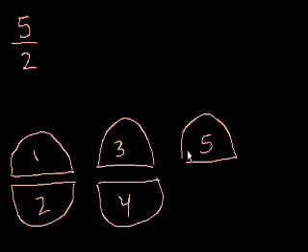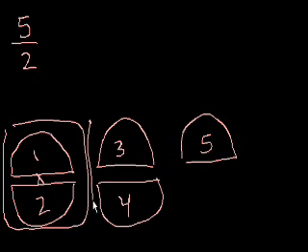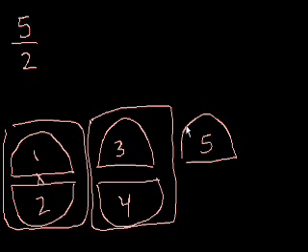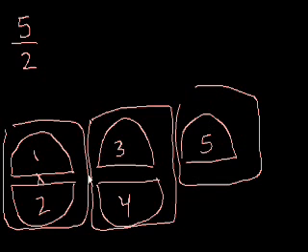So that's 5 halves. Well, if we look at this, if we combine these two halves, this is equal to 1 piece. I have another piece. And then I have half of a piece, right? So that is equal to 2.5, I guess we could say, pieces of pie. Hopefully that doesn't confuse you too much.